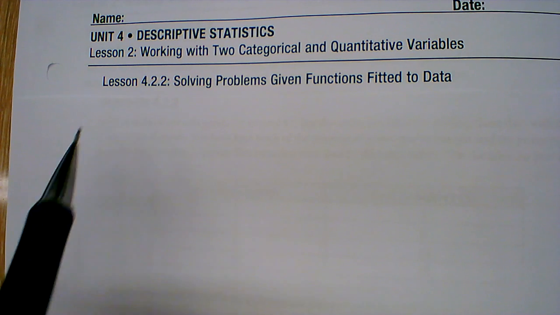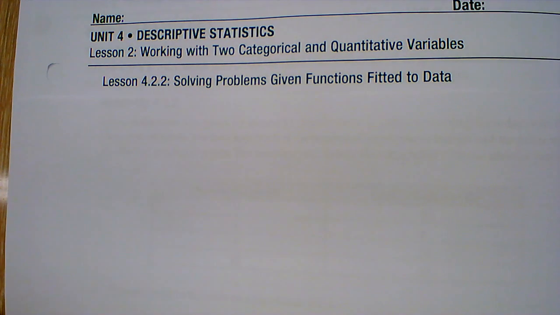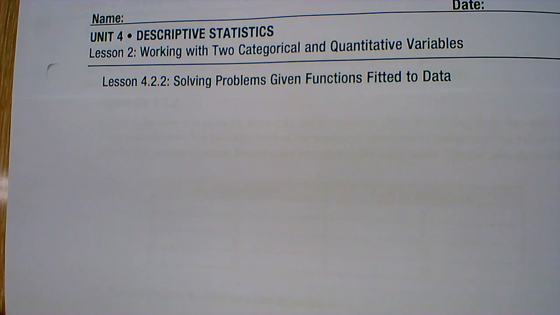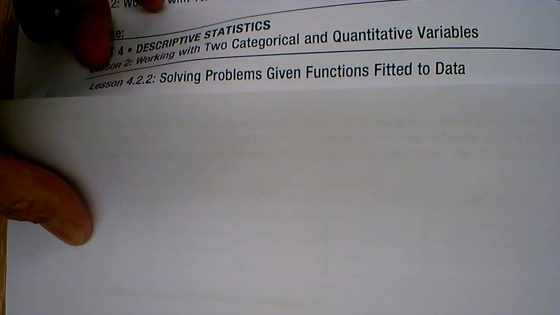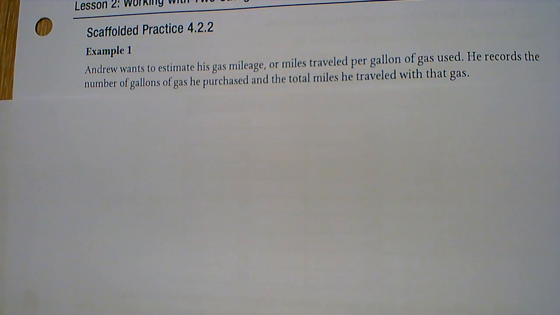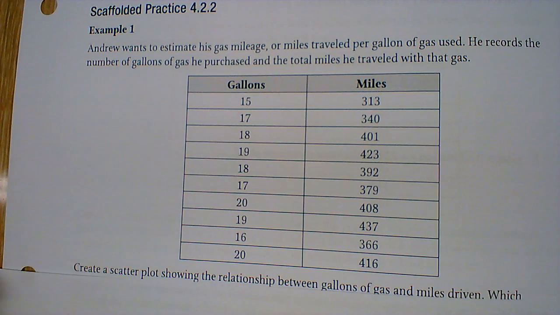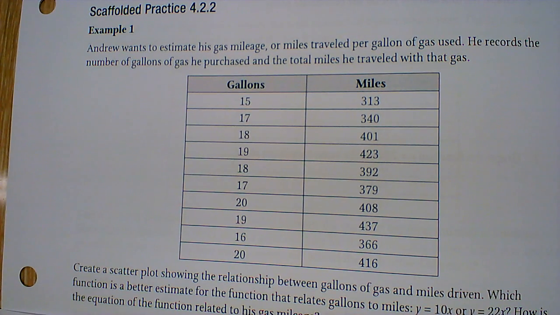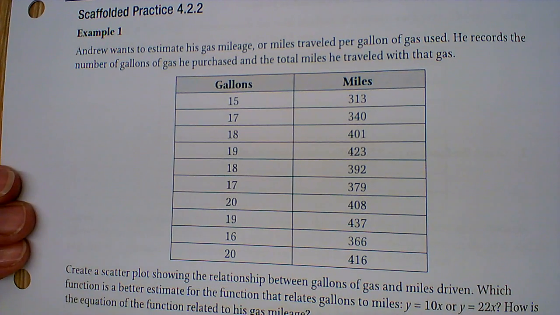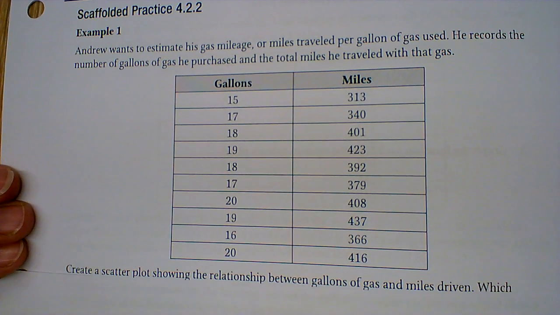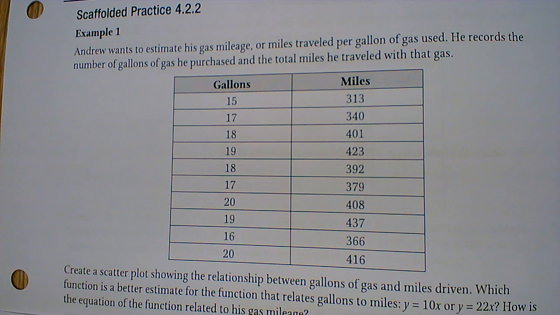The next thing we're going to talk about today is section 4.2.2, solving problems given functions fitted to data. So what that means is that we're going to start with a table. So let's look at our first example. It says Andrew wants to estimate, and in your workbook, that's page 59, so get out page 59 from your workbook. It says Andrew wants to estimate his gas mileage, or miles traveled per gallon of gas used. He records the number of gallons of gas he purchased and the total miles he traveled with that gas.